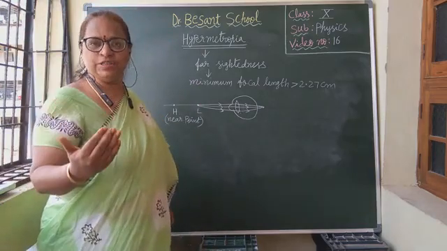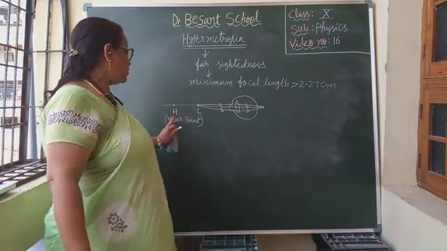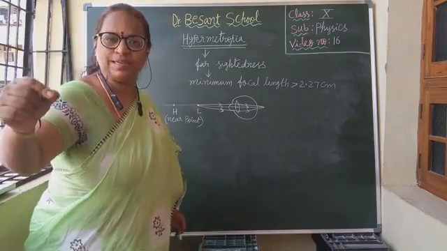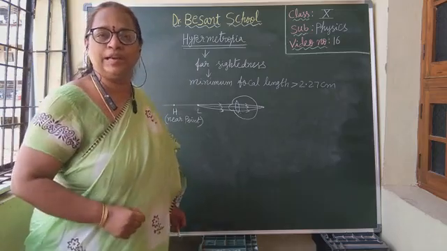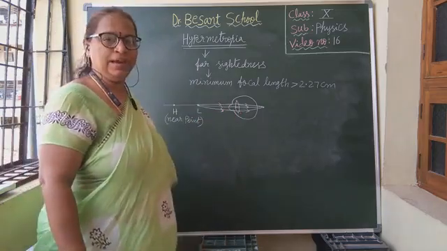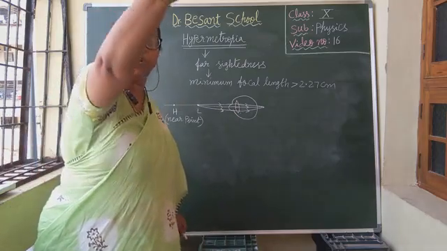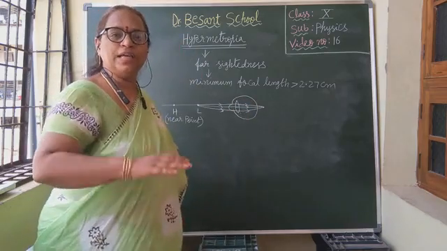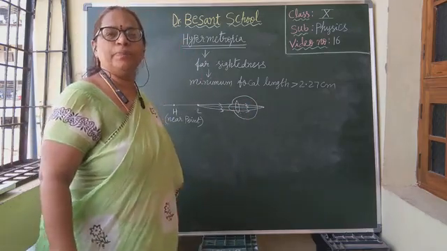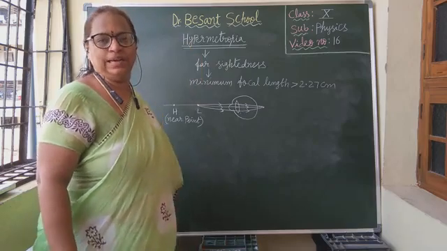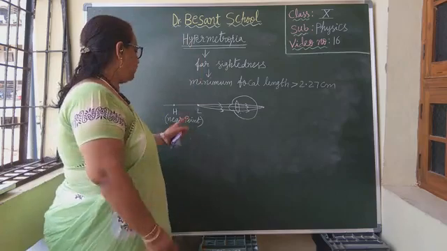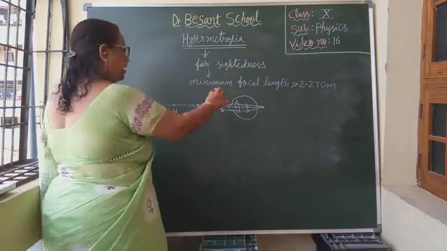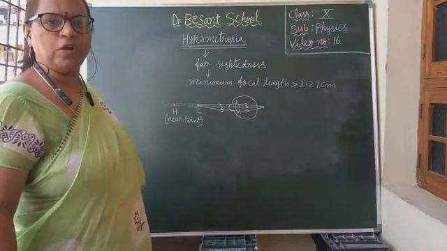But from near point H to L, which is the least distance of distant vision, wherever the object is placed, the person cannot see the objects clearly, because the refracted rays are converging beyond the retina. So the image is forming beyond the retina, and the person cannot see the objects clearly. Understood, children? Anywhere the object is placed in between H and L, the person cannot see clearly.